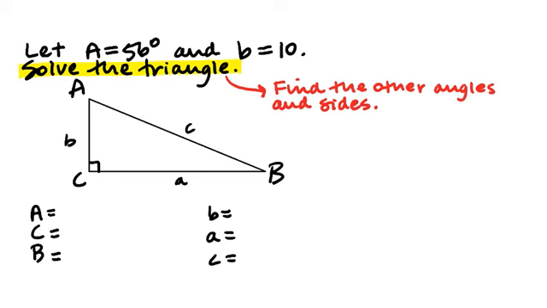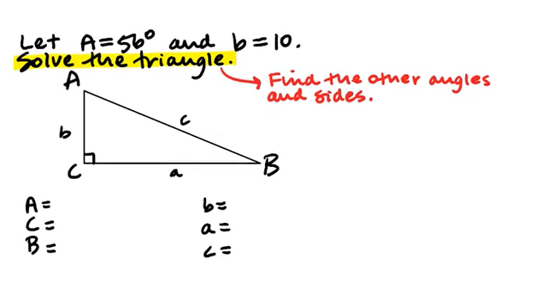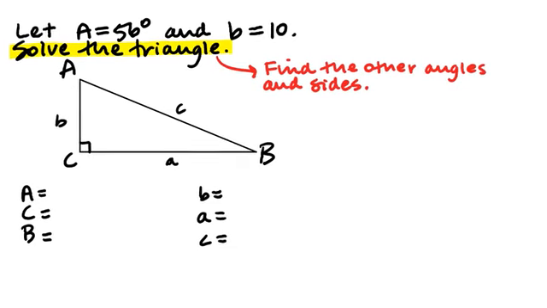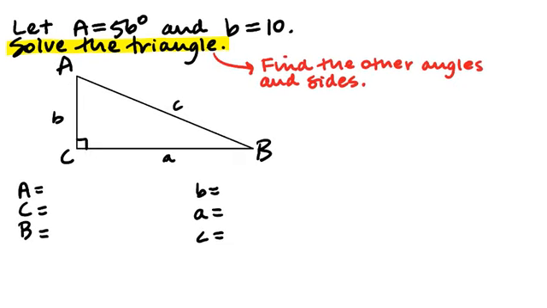Here's one where they're going to give you a minimum amount of information, and then they're going to ask you to solve the triangle. Solve the triangle means find everything else that wasn't given. So I'm going to start with the information that was given. They said A was 56 degrees, so I can just put that there. And side B was 10.